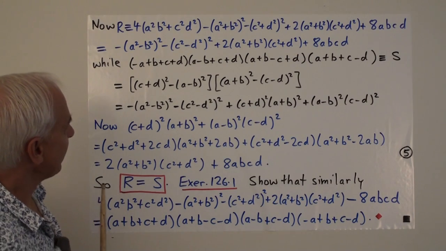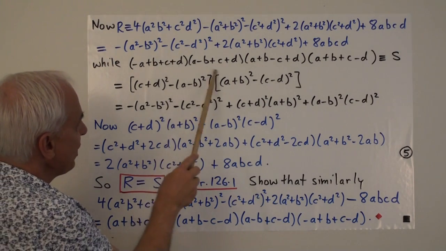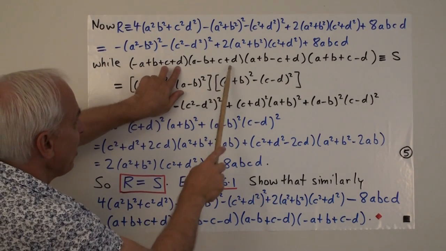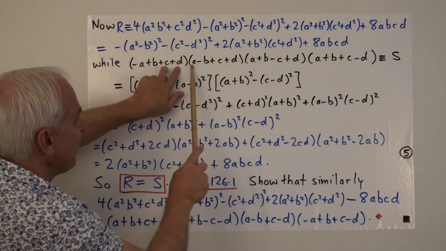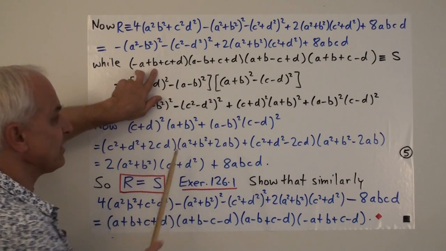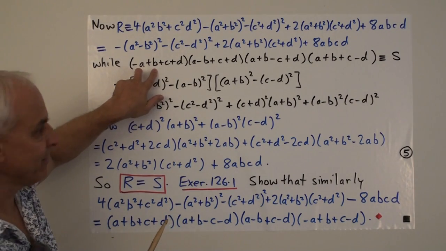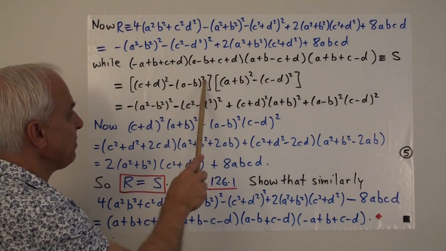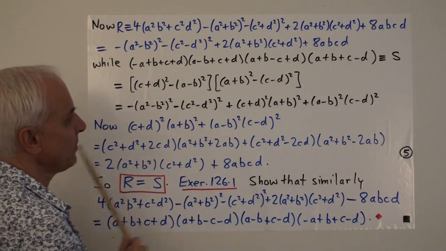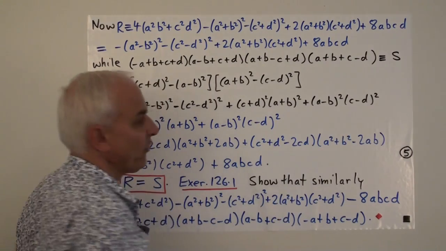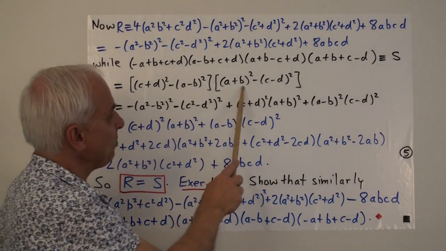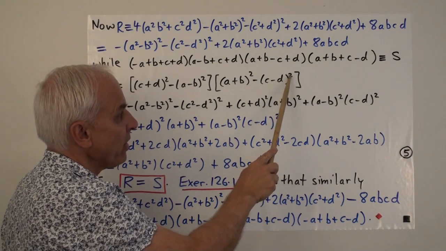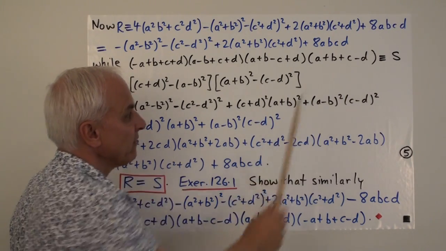Okay, so let's observe that these two here can be thought of as a difference of squares, because there's a c plus d here and a c plus d here, and there's an a minus b here and a minus a minus b here. So this is really c plus d squared minus a minus b squared. Similarly, this thing here is also a difference of squares. It's a plus b squared minus c minus d squared. This times it's negative.